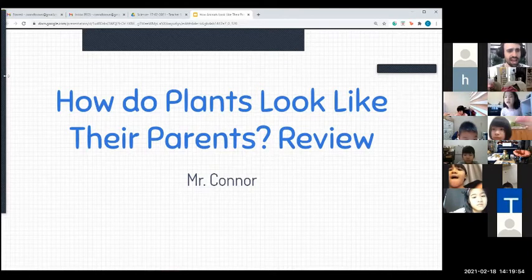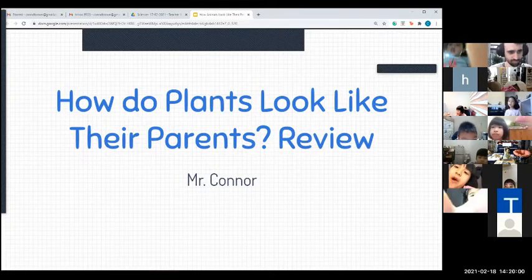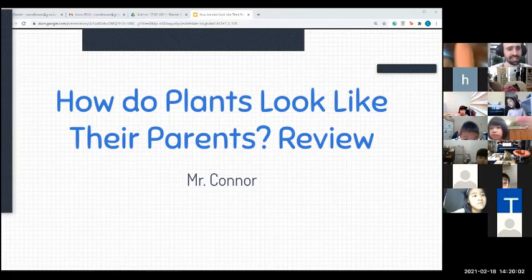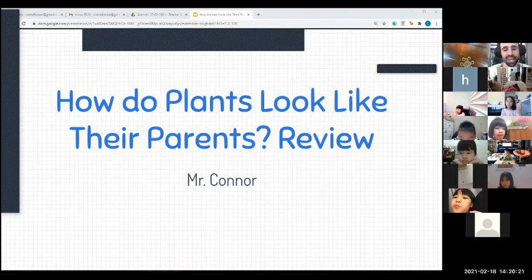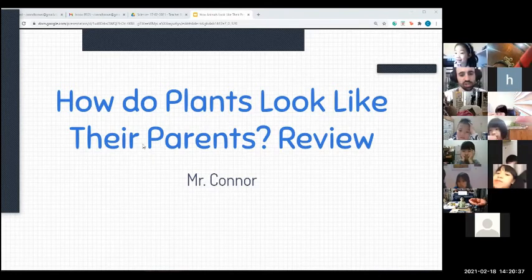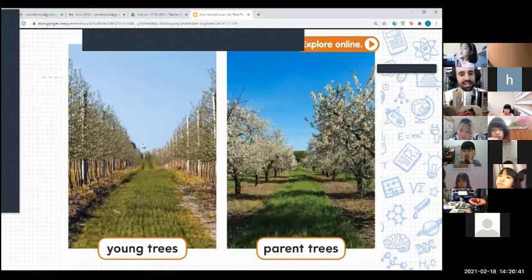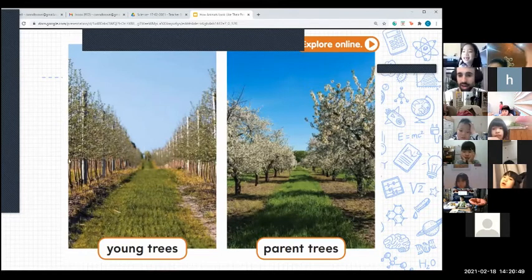Who can tell me one way that plants look like their parents? It could be an example. You can give me any example you want. What might they have the same? So we have a young plant and a parent plant, okay? What is something that is the same or different? Same shape. Okay, very good. They have the same shape.